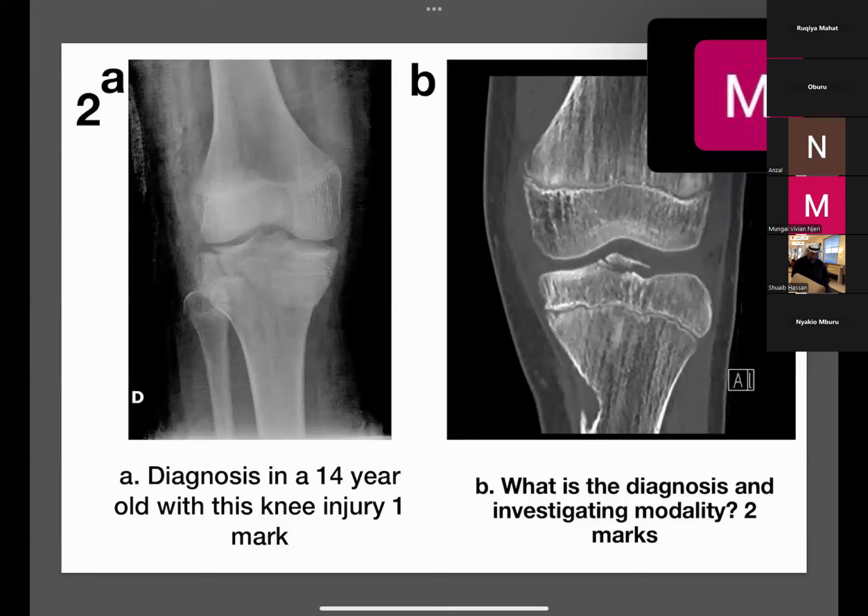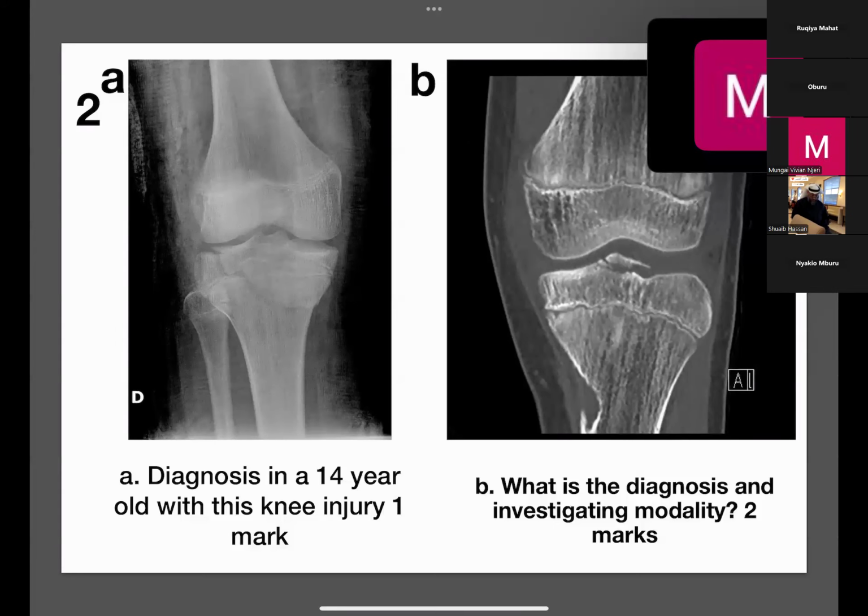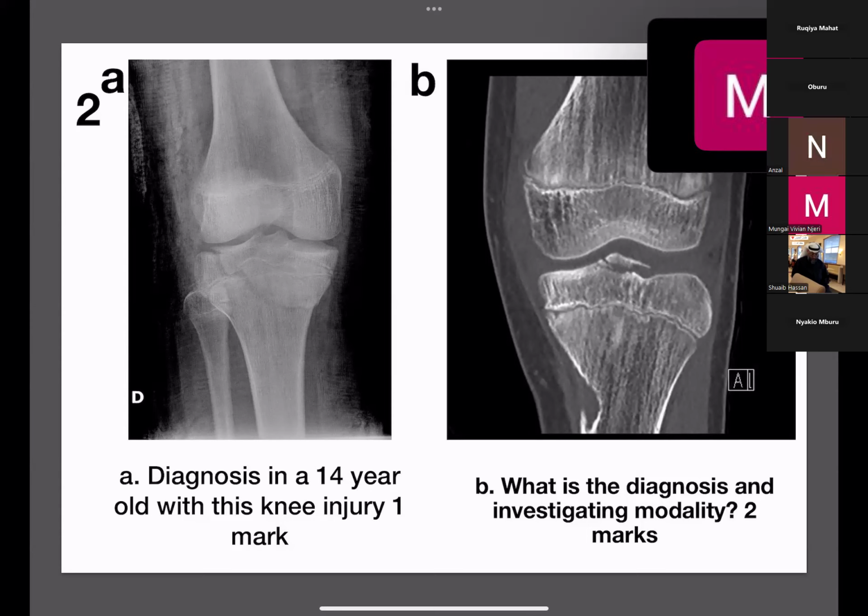What would you call this growth plate injury? Remember, for growth plate injuries they use Salter-Harris type 1, type 2, type 3, type 4, type 5. Type 1, you just have the physis involved. Type 2, you have the physis and the metaphysis. Type 3, you have the epiphysis. Type 4, you've got the physis, the epiphysis, and the metaphysis, and type 5, you have compression.